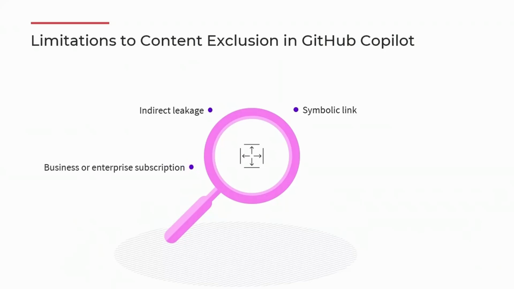Third, content exclusion is only available at business and enterprise subscription levels. Individual and pro users lack access to this privacy control feature. Finally, only administrators or organization owners can configure content exclusion at business and enterprise levels. Individual developers without proper permissions cannot protect files as expected using this feature.